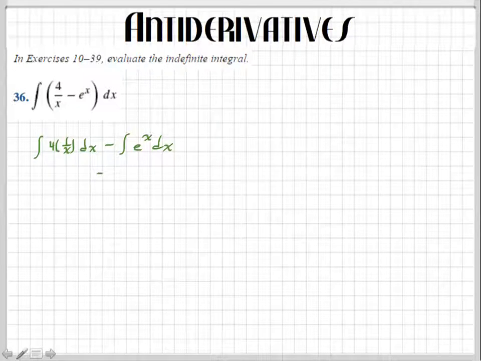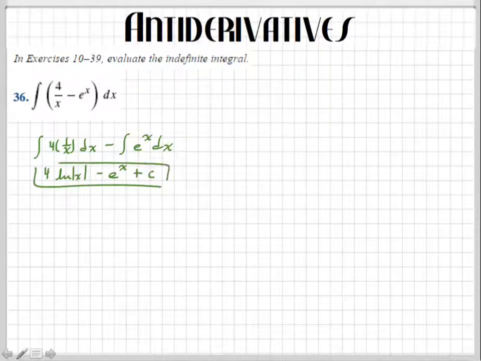The antiderivative of him is just e to the x, because the derivative of e to the x is just e to the x. This one over here, notice I took the 4 out so we can see the 1 over x. The antiderivative of 1 over x is the natural log of the absolute value of x, with the 4 out in front. Don't forget to add your c, and that problem is actually done.